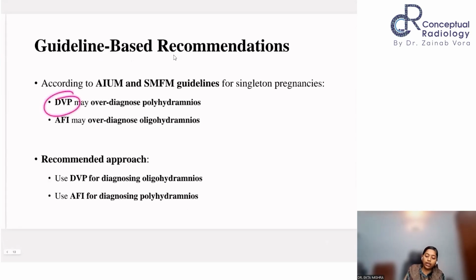So DVP tends to overdiagnose polyhydramnios. AFI tends to overdiagnose oligohydramnios. Therefore, DVP is used for diagnosing oligo and AFI for poly. So now in this session, we are focusing on oligo. So our focus is on DVP.